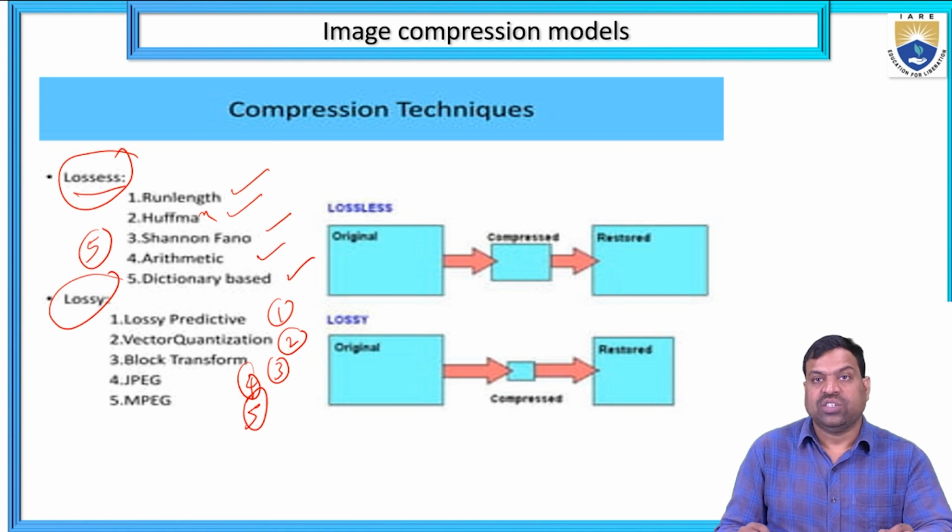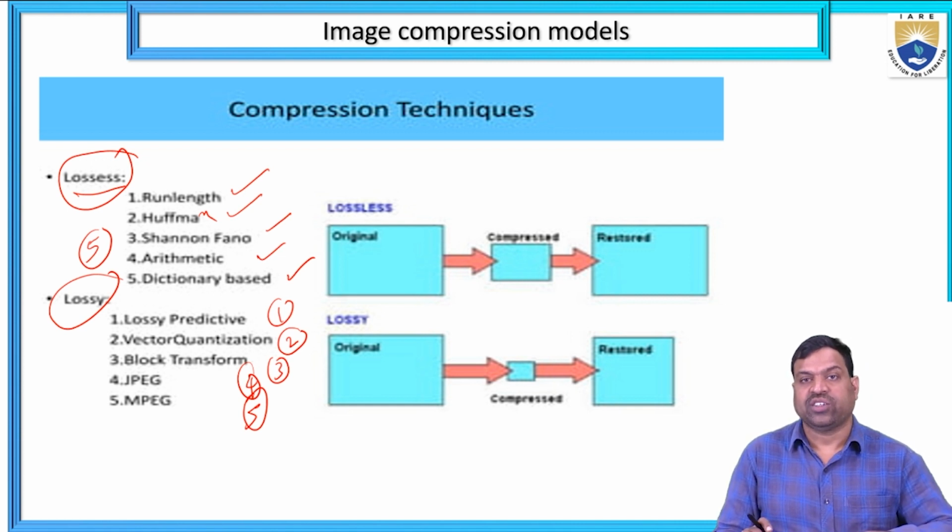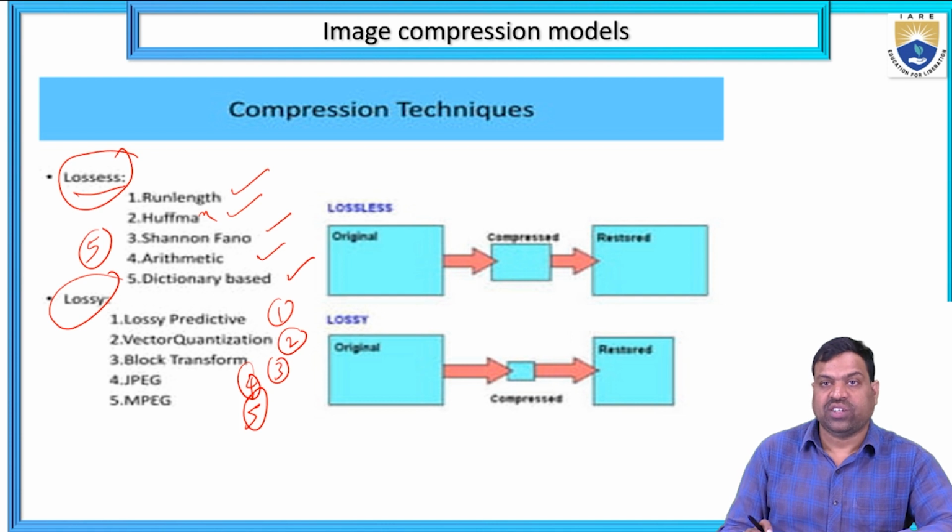So lossy image compression and lossless image compression. In lossless, 5 types are there. In lossy also, 5 types are there. What are the 5 types? Run length coding, Huffman coding, Shannon-Fano coding, arithmetic coding, dictionary based coding. And for lossy: lossy predictive coding, vector quantization, block transformation, JPEG, and MPEG. These are the other techniques for lossless and lossy.